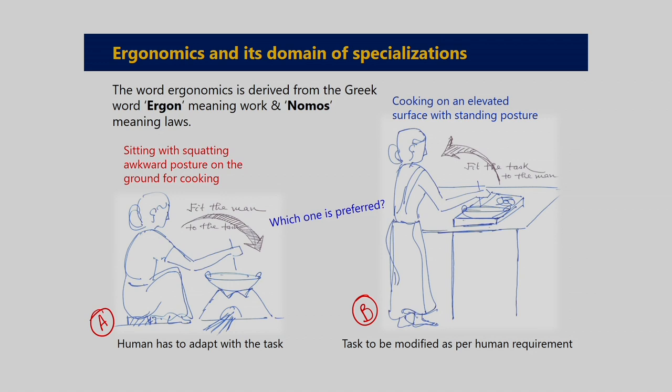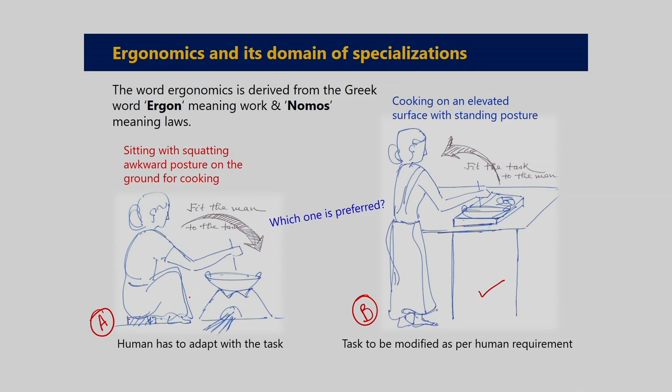So, what is happening here? That lady can sit on this stool, getting some support, and can view also what she is cooking, but has difficulty in bringing utensils or whatever else is required for the cooking. In this case, the lady is standing, she is free to walk, she can move around and she can cook. So, out of these two scenarios, from the viewpoint of ergonomics, we can prefer this one. Why are we preferring this one? Because in this scenario, we are fitting the task to the human being. Whatever the task is, it is being designed as per the requirement of the human being.